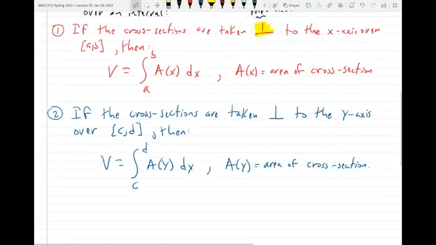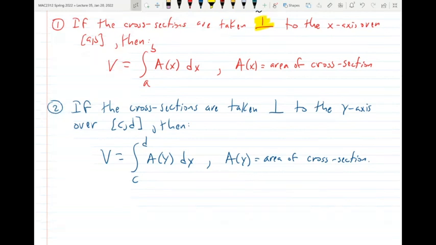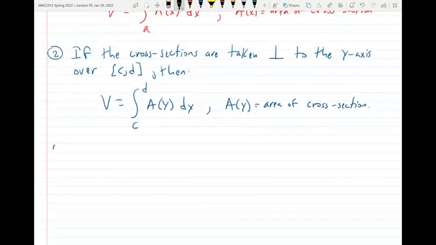This is really what you need to know: you integrate the area, and that's going to give you the volume. You okay with this? All right, so then let's do examples.